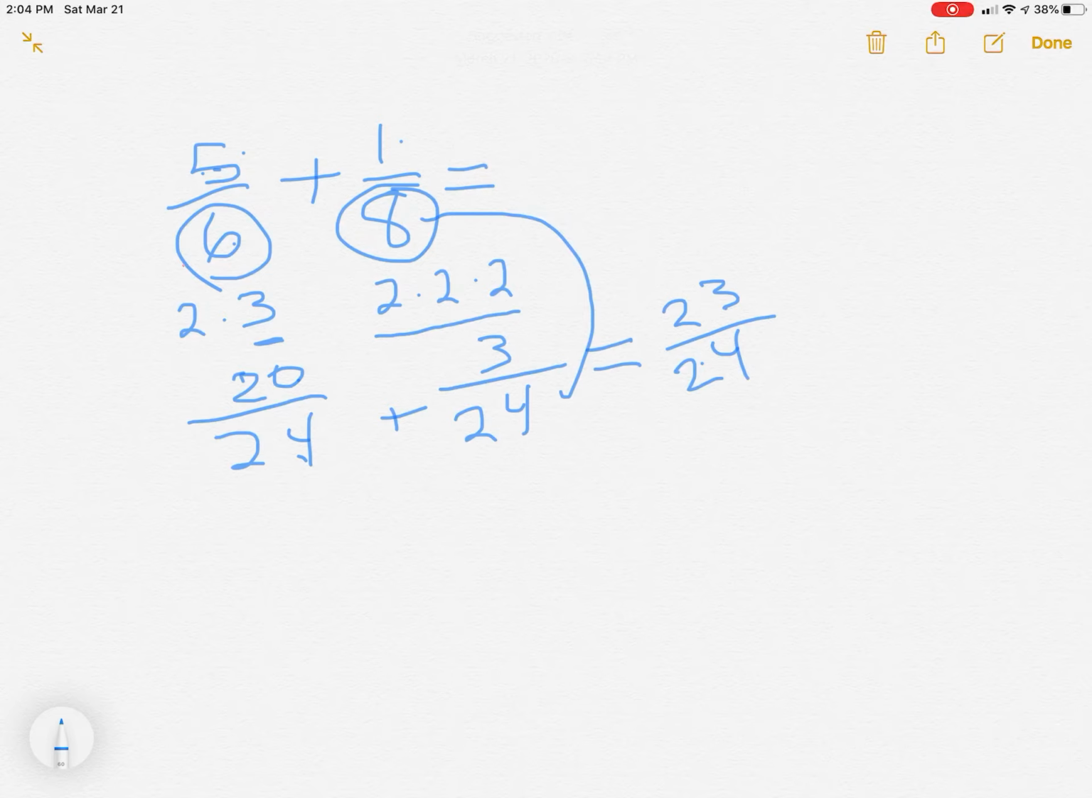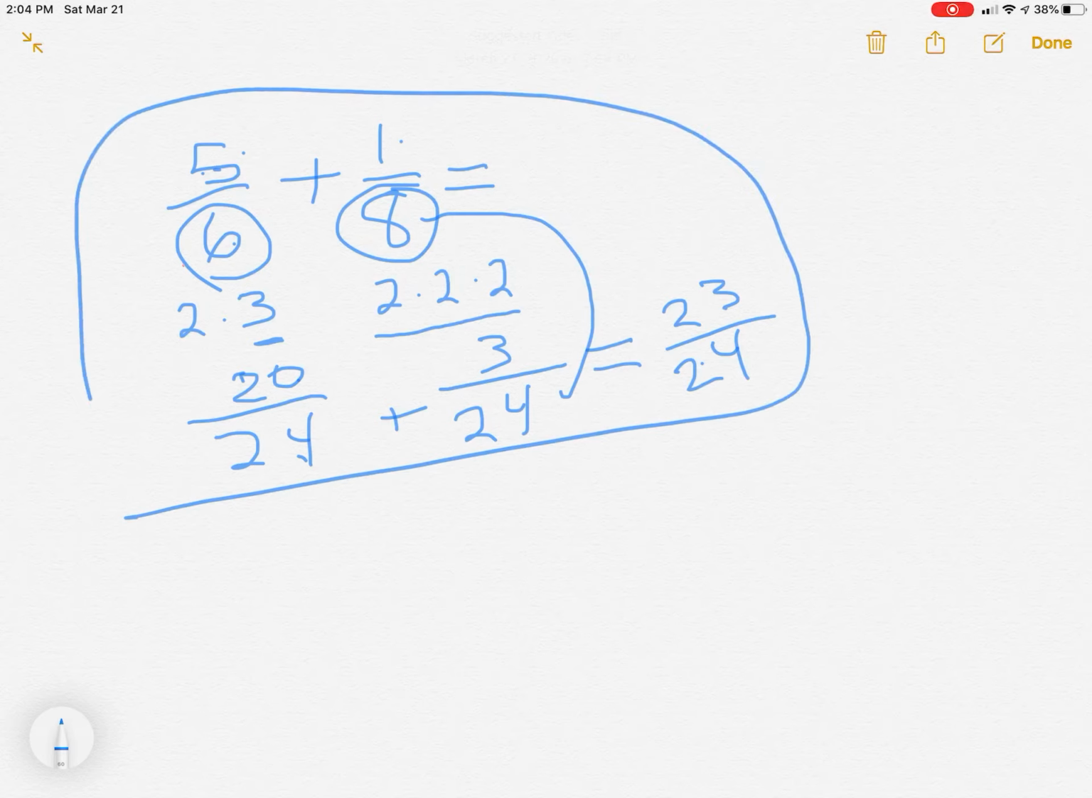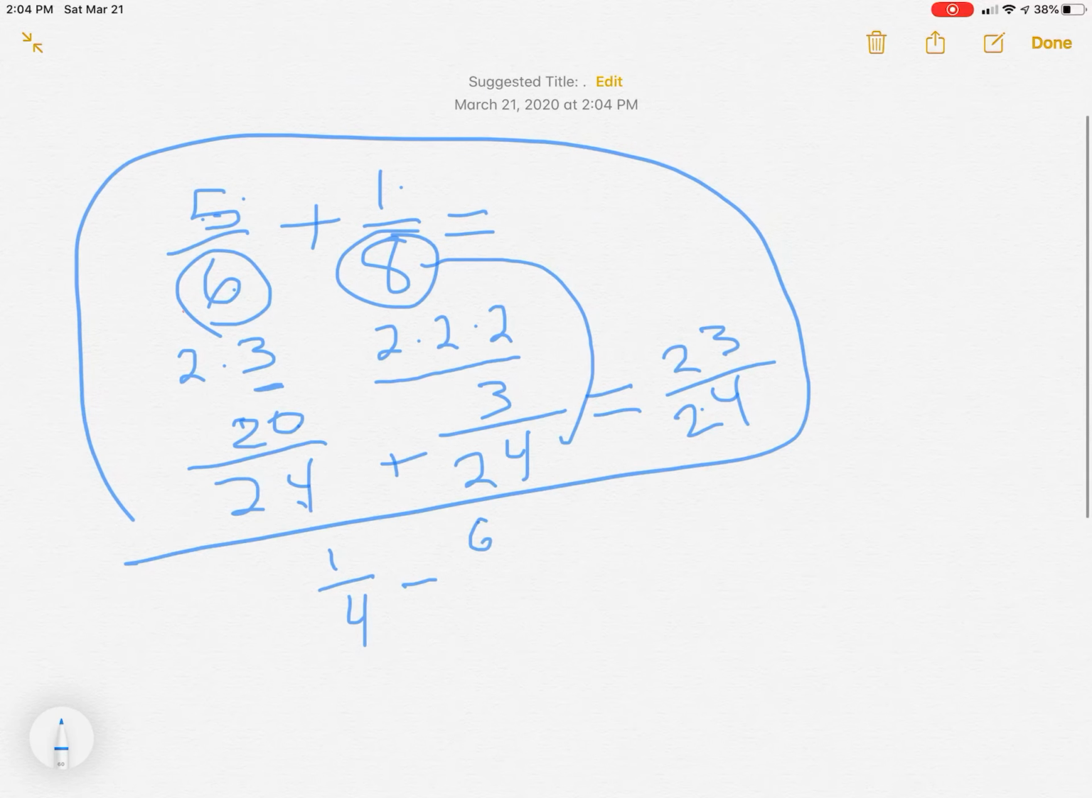Okay, let's do a subtraction. How about 1/4 minus 6/7. Okay, need to get that number on the bottom the same. These don't have anything in common, so I'll multiply them together. 28 on the bottom.